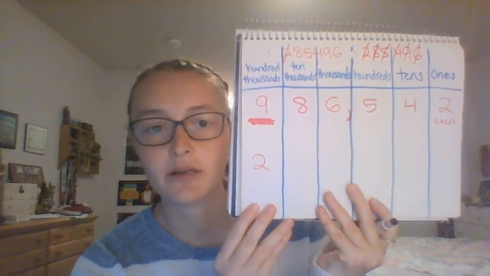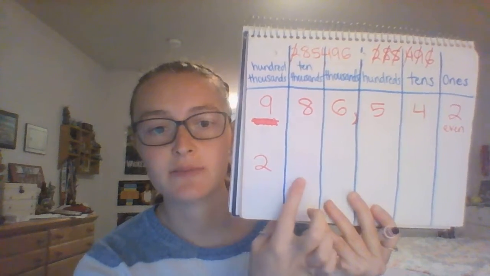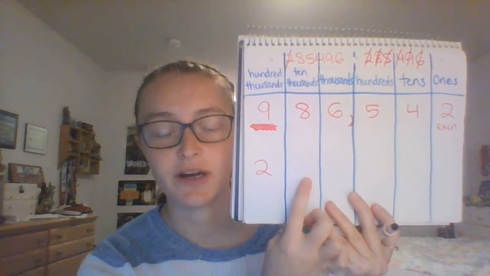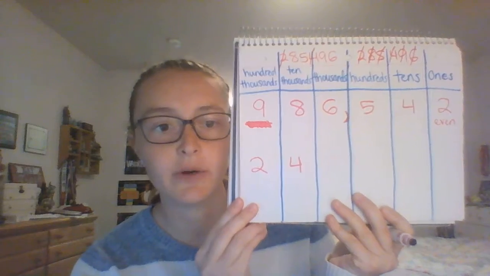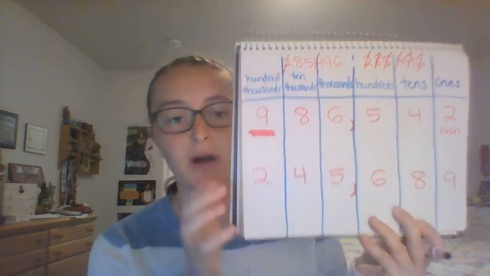Now to keep our number as small as possible, we need the next smallest digit to go in the 10,000s place. So in our list of digits, after 2 would go 4. So we cross out 4, we put 4 in the 10,000s place. And so on and so on. So after 4 would go 5, then 6, then 8, and then 9. So we are going from lowest to highest out of our digits in the problem.